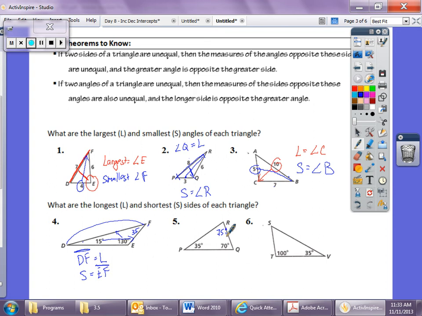Now, which one is the largest? Angle R is the largest, so angle R is opposite PQ. So PQ is the largest side, and the smallest side is opposite 35, so RQ is the smallest. This last one, we have 100, we have 35, and then 45 degrees. 100 is the largest, so SV is the largest. The shortest, 35, is opposite, so ST is the shortest.